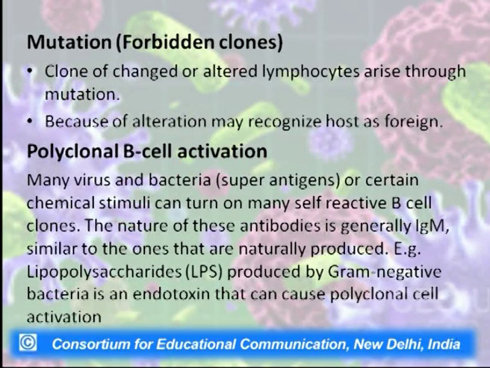Now, mutation, as they say, sometimes gives rise to what are called forbidden clones. Now, clones of changed or altered lymphocytes. Now, alteration in a lymphocyte could be due to a mutation. So, it causes these lymphocytes to become self-reactive. And hence, because they become self-reactive, they will start recognizing the host as foreign.